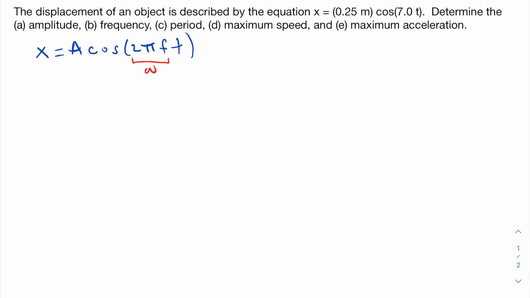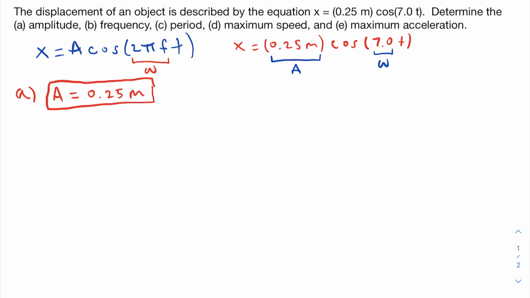Looking at the equation that we were given in the problem, we should now be able to extract some useful information. For example, we can now easily see that the amplitude is just 0.25 meters and that the angular velocity is equal to 7 radians per second. We have now found the answer for part A, and we can just say that the amplitude is equal to 0.25 meters.